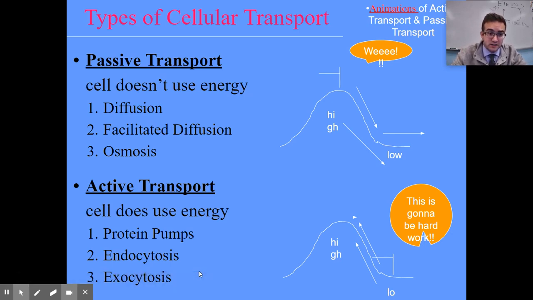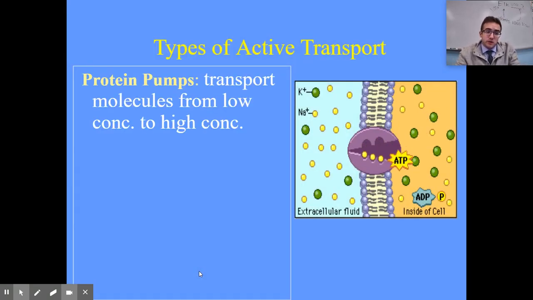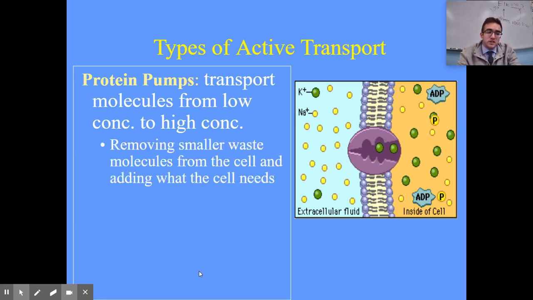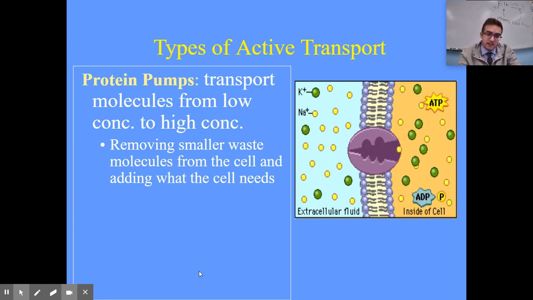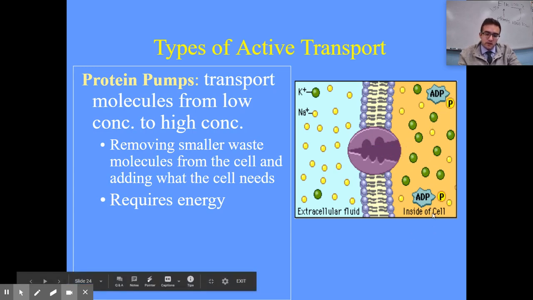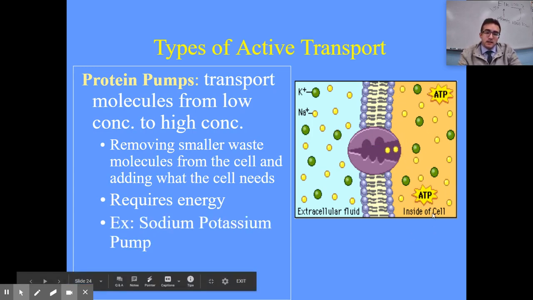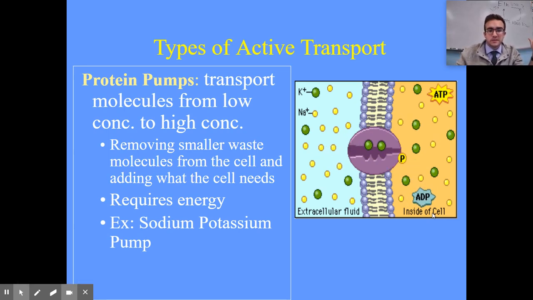So our first type of active transport is protein pumps. Protein pumps transport molecules from low concentrations to high concentrations. What they do is they remove smaller waste molecules from the cell in kind of a trade-off. They remove smaller waste products and they're able to get what the cell needs inside the cell using the same energy. So it requires energy in the form of ATP, as we see down here. And then the example here is the sodium potassium pump. That's the classic protein pump example.